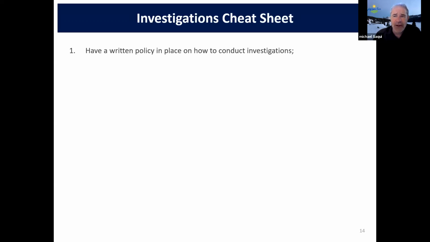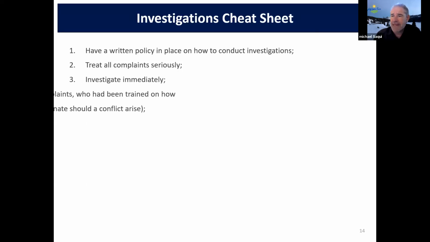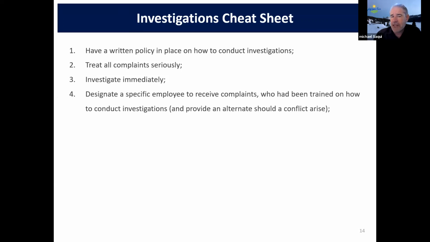Internal investigations are ill-advised. However, your supervisors in HR should have a plan nonetheless on how to conduct investigations before it gets to the attorney. So have a written policy in place on how to conduct investigations. Take all complaints very seriously, investigate them immediately. Designate a specific employee with a backup in case he or she is on vacation to handle these complaints. Use a trained, uninvolved investigator.